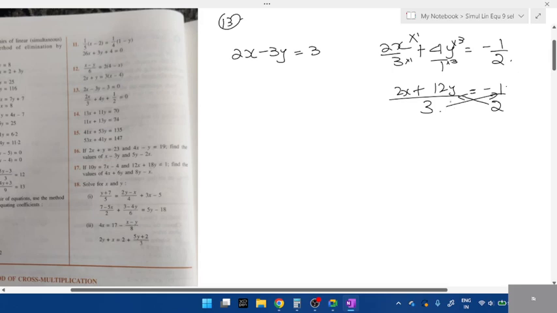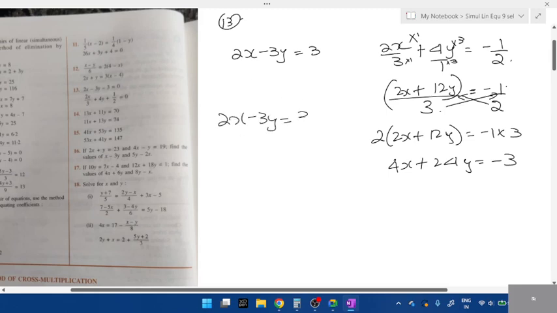Okay, so just cross multiply. This 2 will get multiplied to both the values. Look here, write it step by step. 2x plus 12y is equal to minus 1 into 3. 4x plus 2 fours are 24y is equal to minus 3. Did we get two equations?